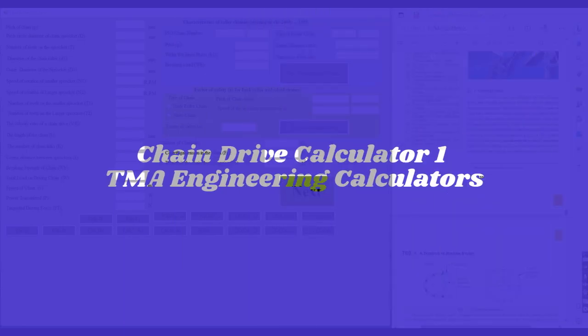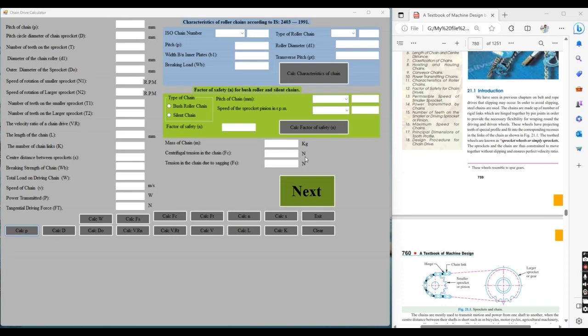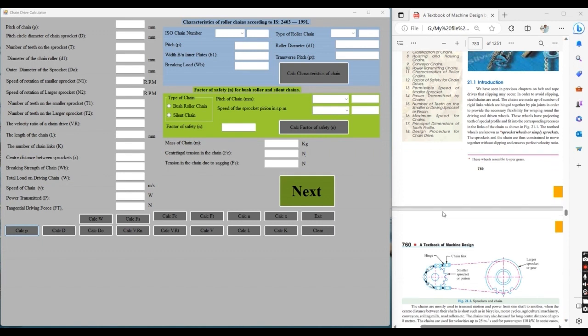Hi guys, today I will show you my chain drive calculator, how it works, and the equations and formulas I have used in my application.